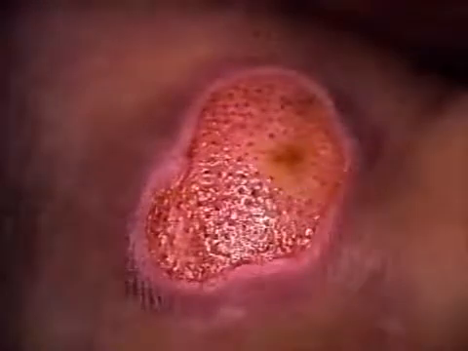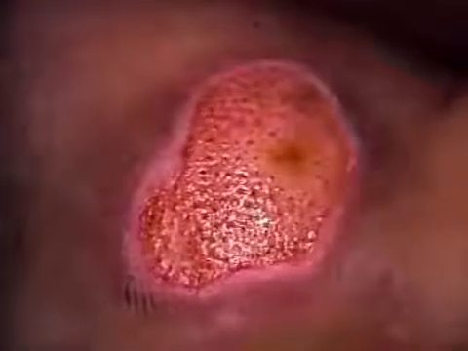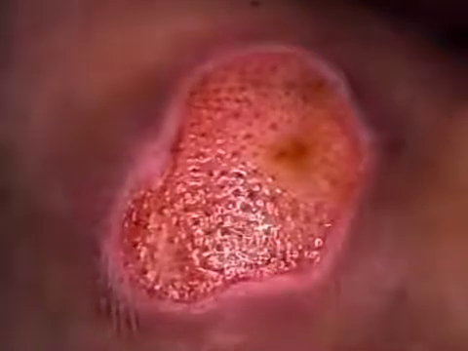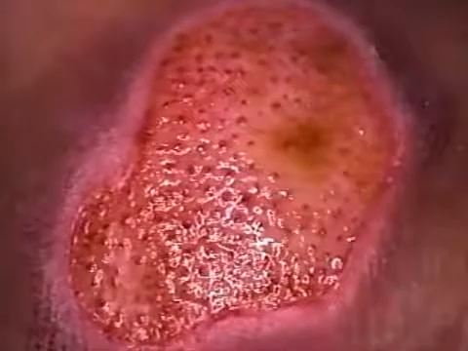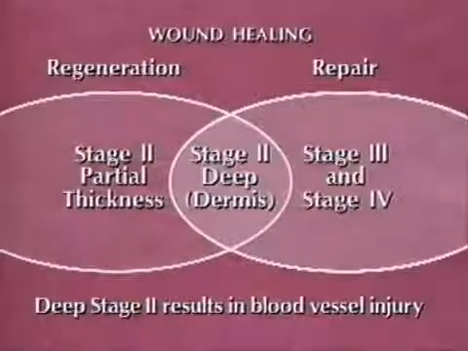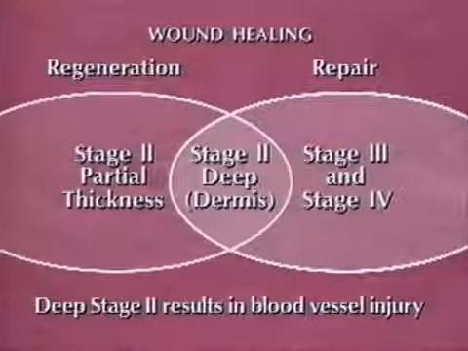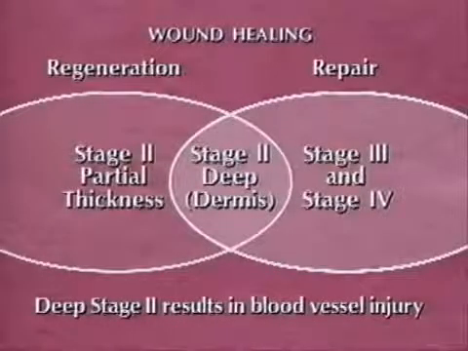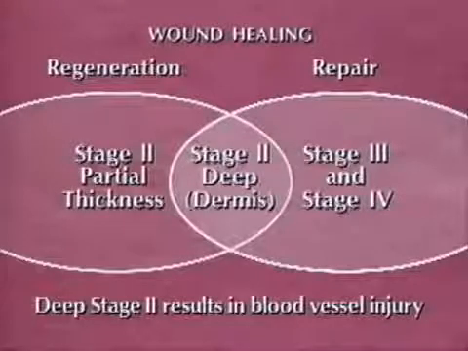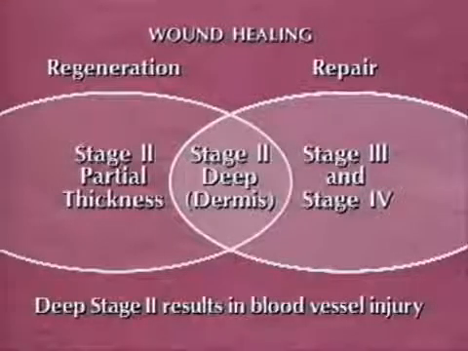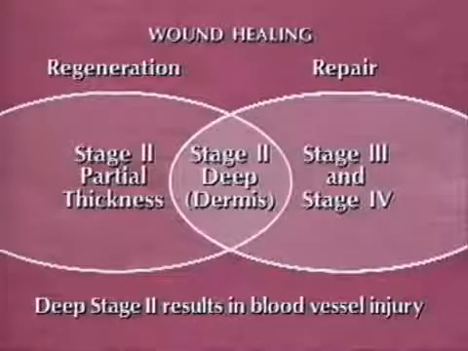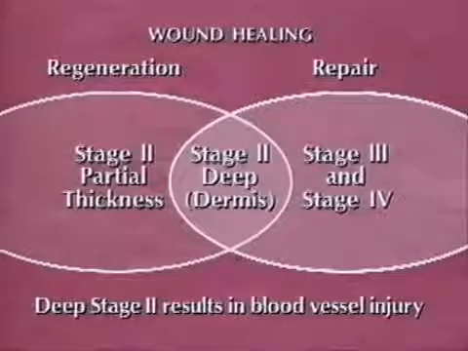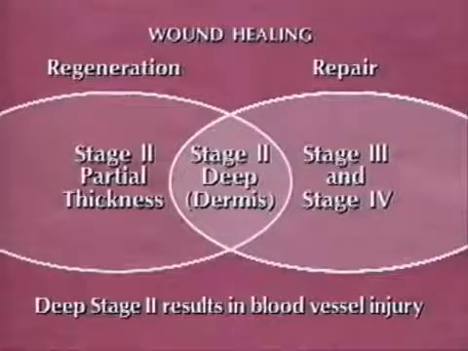Be aware that a deep stage 2 ulcer will epithelialize like a superficial ulcer because they're both partial thickness ulcers. And the deep ulcer will granulate like a full thickness ulcer because it affects the dermis. It undergoes both types of healing, tissue regeneration and tissue repair, because unlike the epidermis, the dermis is vascular. When blood vessels are injured, connective tissue is synthesized, producing granulation tissue. This does not happen in a superficial stage 2 ulcer.